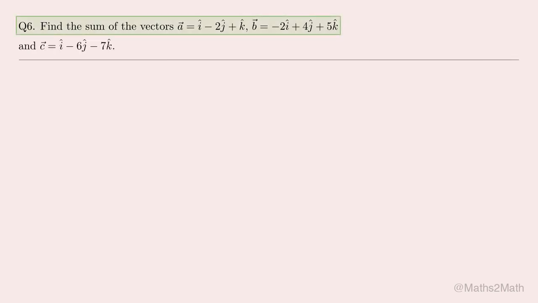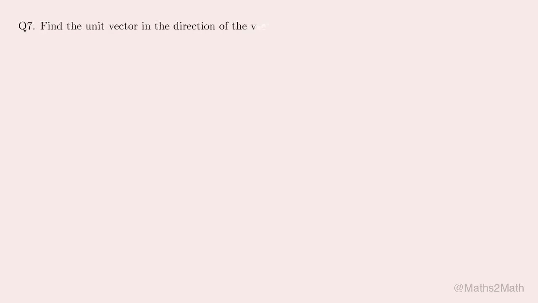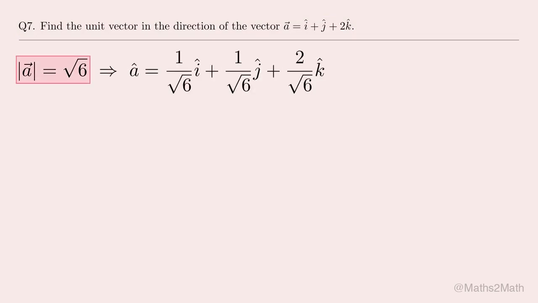Question 6. Component-wise addition of 3 vectors. Component-wise, arithmetic settles it. Add each coordinate. The i hats cancel, the j hats give -4, the k hats -1. Question 7. Divide by the magnitude. Component-wise, arithmetic settles it. The magnitude is root 6. Divide each component.